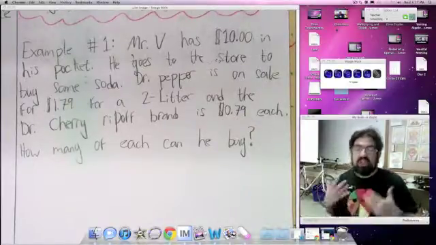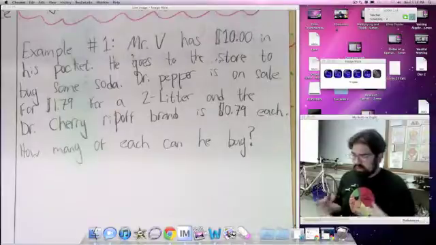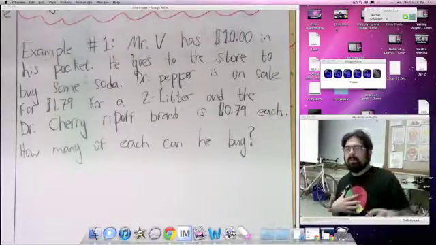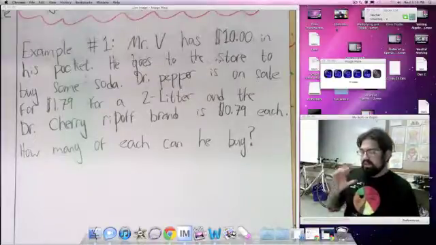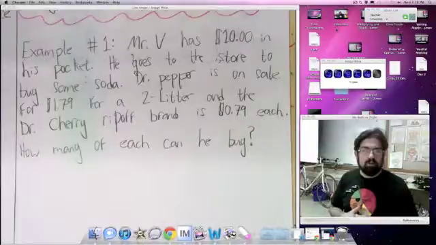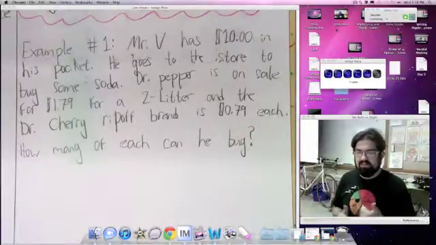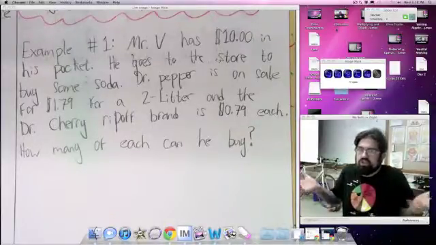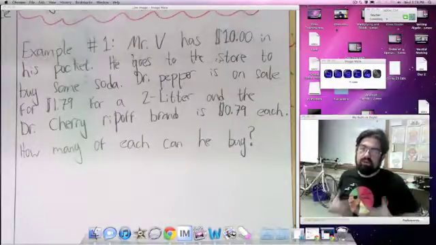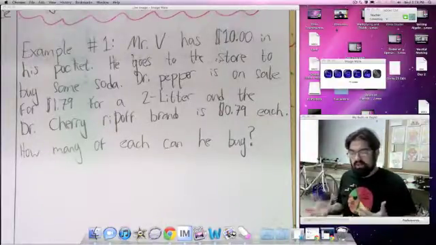How many of each can he buy? All right, so I'm at the grocery store, and here's Dr. Pepper. It's $1.79. Here is the generic stuff for 79 cents. Just coming up with a number for it. Sometimes it's not 79 cents. Sometimes it's a little higher lately. Inflation, who would have thought? So, how many of each can he buy? So I'm thinking, well, how many of each one can I buy?